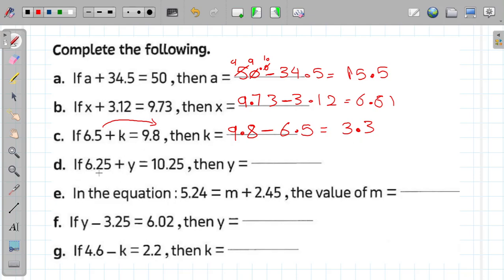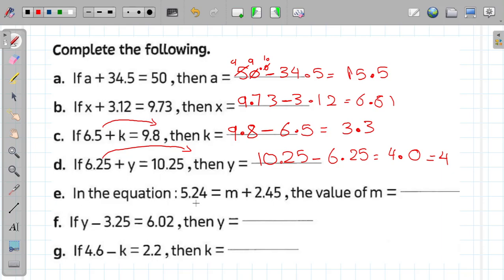Here I have 6.25 plus y equals 10.25. So I will use the inverse operation. So I will send 6.25 to the other side with the subtraction operation. So it will be 10.25 minus 6.25. So 25 minus 25 equals 0, and I will write the decimal point. 10 minus 6 equals 4. So the value of y is just 4.